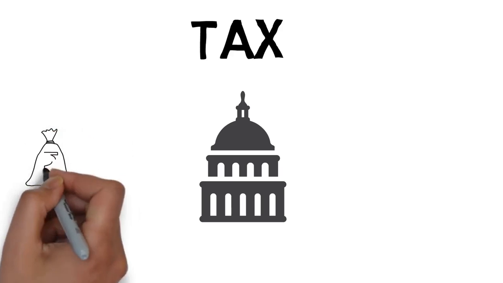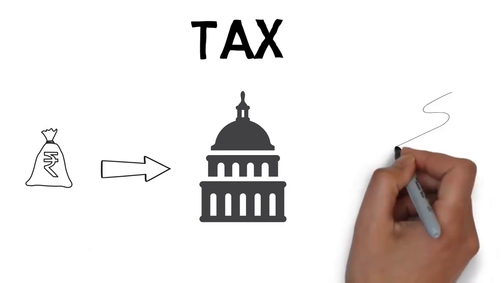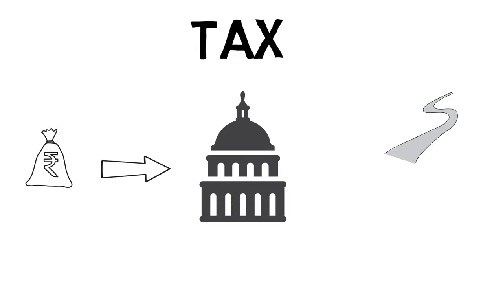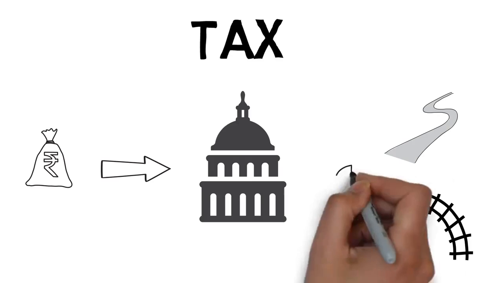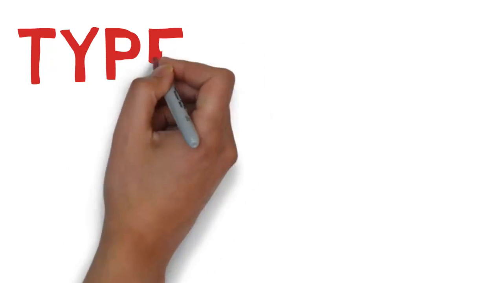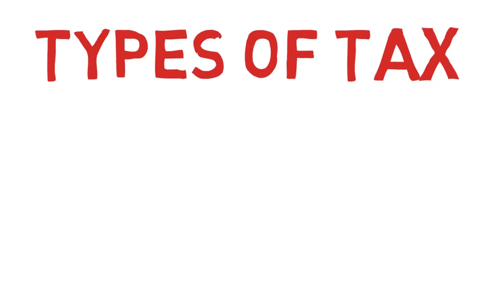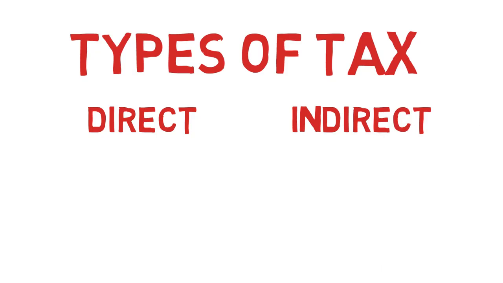It is imposed on your income, business profit, cost of goods and services and transactions, so that the government can use this money in public interest and to pay off the national debts. There are actually two types of taxes. One is direct tax and the other is indirect.